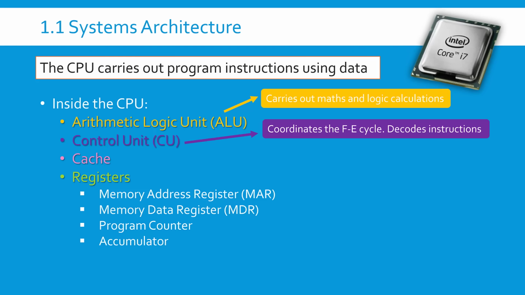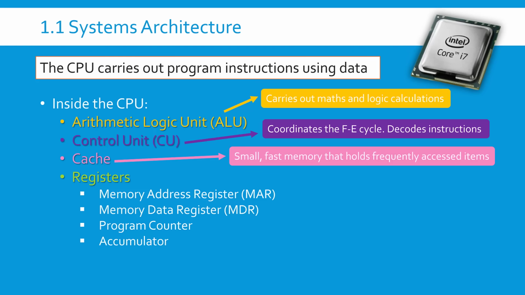decode instructions. Cache is a type of memory which is really small, so we're talking only megabytes usually at max, but it's really fast. And what cache does is hold frequently accessed items. Those could be instructions, could be data, and it could be addresses as well, things which are needed really often. And cache is checked before the CPU will check RAM.